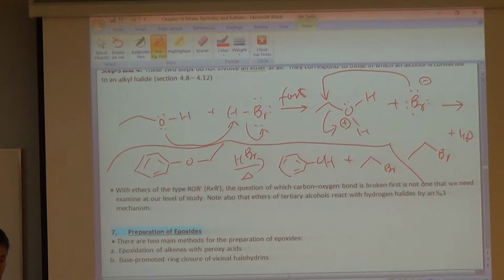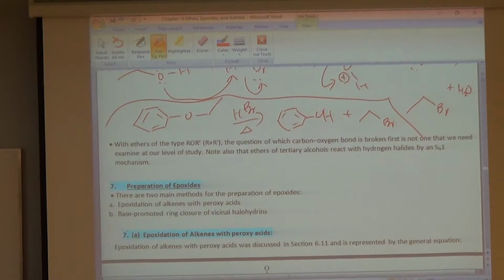So this is about the first part of Chapter 16. The next part is more reactions, about the epoxide. Epoxide is a very important intermediate compound in organic chemistry. You can use it to produce alcohols. Alcohol is very important because you can change alcohol into many other functional groups.